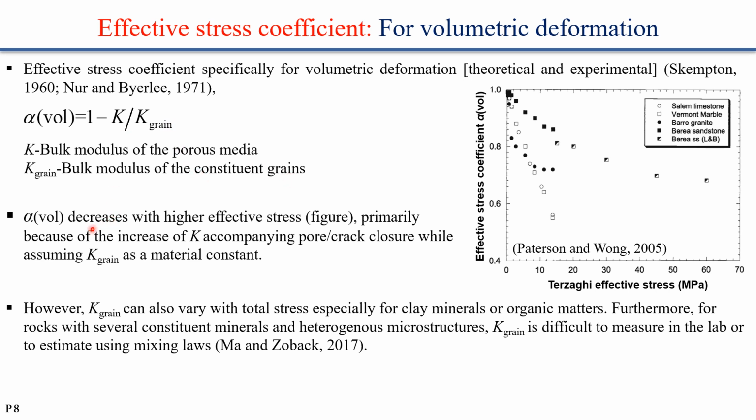And this parameter decreases with higher effective stress, as shown in this figure, for various rocks according to lab measurements. We can see this effective stress coefficient, alpha, decreases with higher Terzaghi effective stress. This is primarily because of the increase of bulk modulus of the porous media, accompanying pore or crack closure at higher stresses, while K grain is assumed as a material constant.